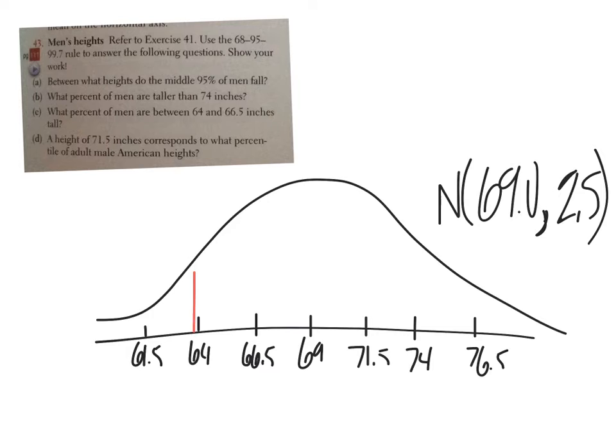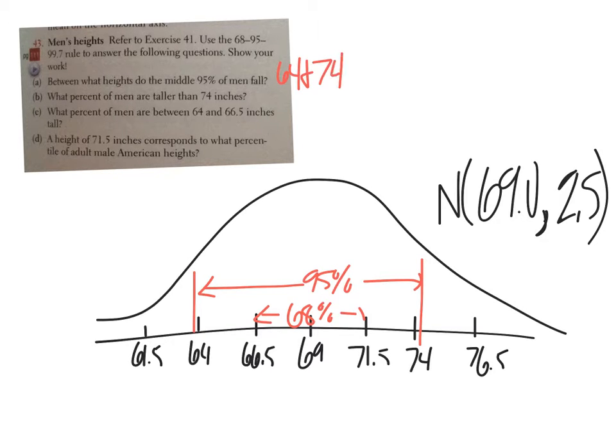Between what heights does the middle 95% fall? That would be between 64 and 74, because between these two is 68%. Between these two is 95%. And then between the next two would be 99.7. So this was 64 and 74.